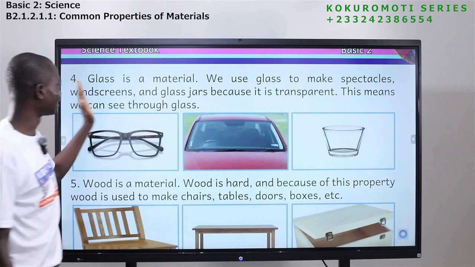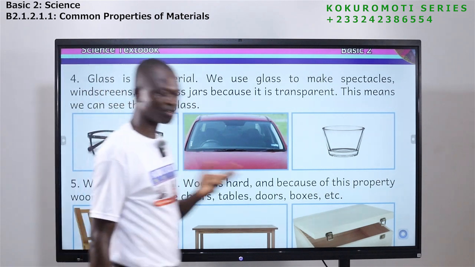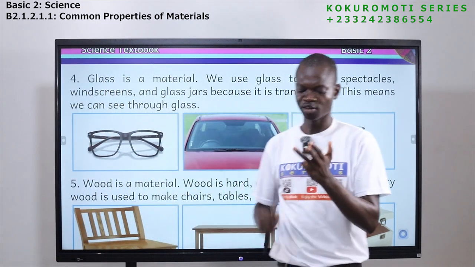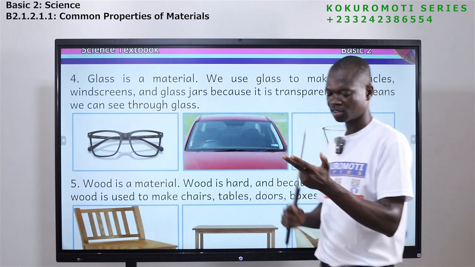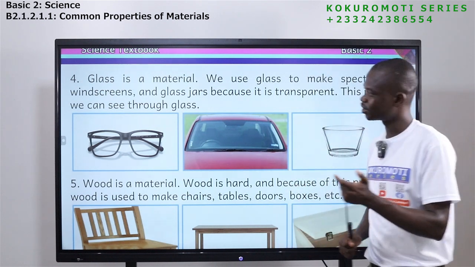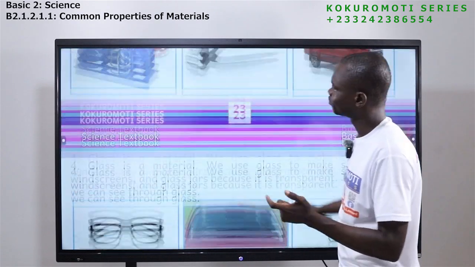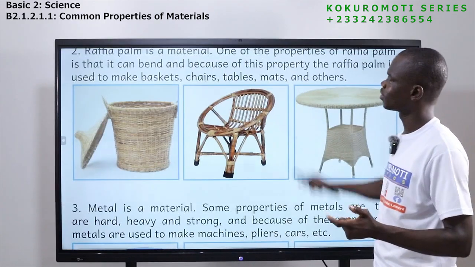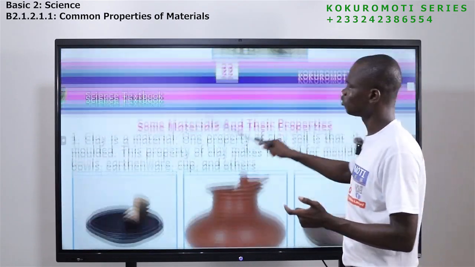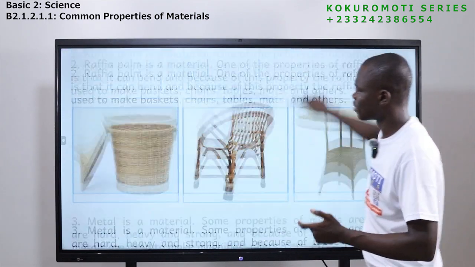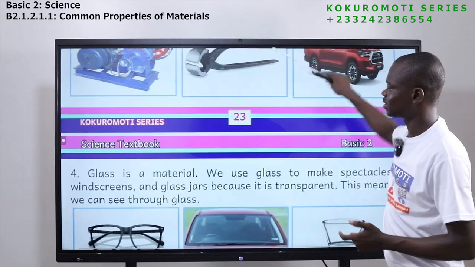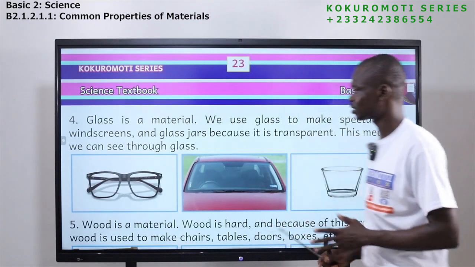Number 4, grass is a material. Now we have seen what? We have seen metal. We have seen clay soil. We have seen what again? Raffia palm. So the materials, 1 is clay. 2, raffia palm. 3, metals. The next one we are looking at is what? Grass. So grass is what?